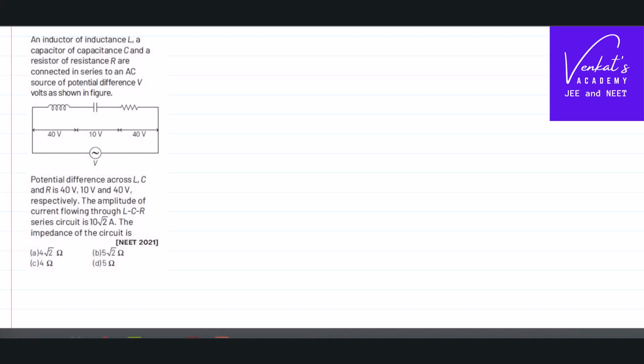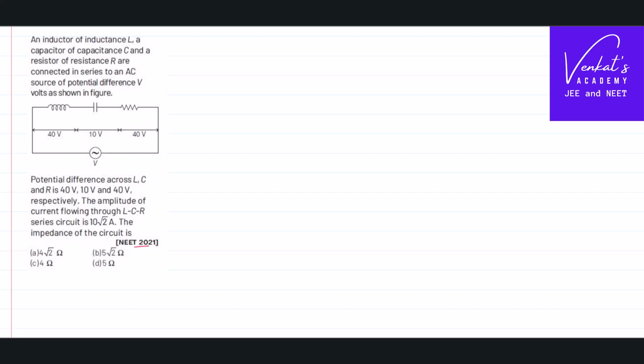We are solving a NEET 2021 question in alternating currents. The problem says an inductor of inductance L, capacitor of capacitance C and resistor R are connected in an LCR circuit as shown. We can see here the inductance of the inductor is L, capacitor of capacity is C, resistance R. In an LCR circuit, potential differences are given for us, and an AC source is given for us. What is the impedance of the circuit?